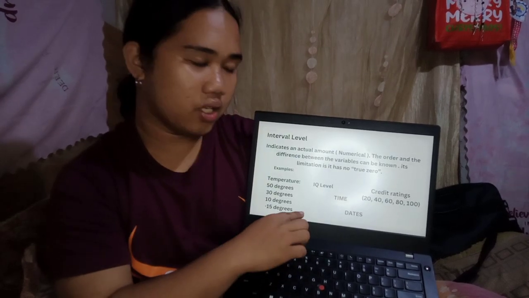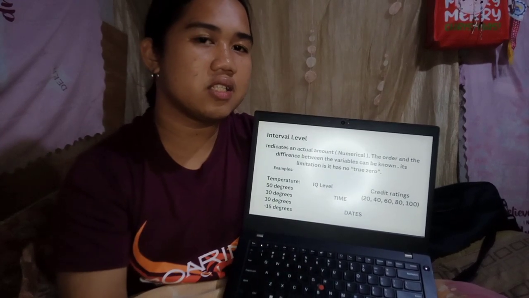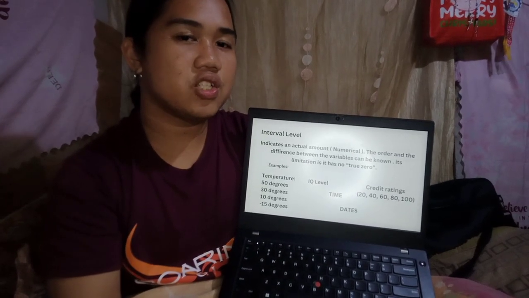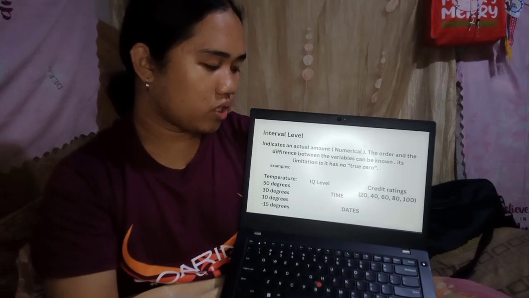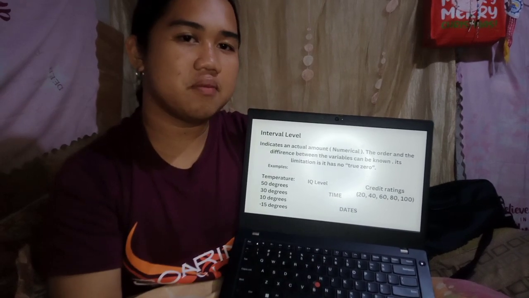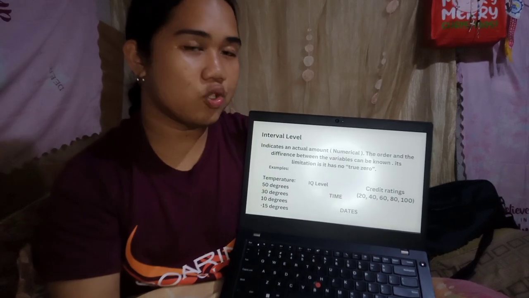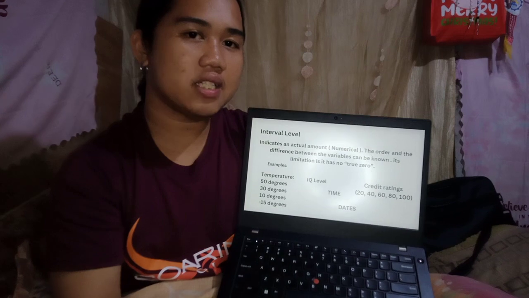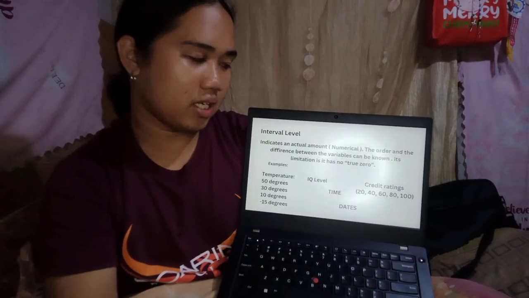So if you put 0 degrees on the first example, it doesn't mean that it doesn't get hotter, or it doesn't get colder. It doesn't mean that 0 has no negative. So in temperature, there is a negative. Same goes with the second example. If you put 0 on the IQ level, it doesn't mean that you know nothing in the world or you have no brain. Same goes with the time, and also with our fourth example, which is the date, and our fifth example, which is the credit ratings.